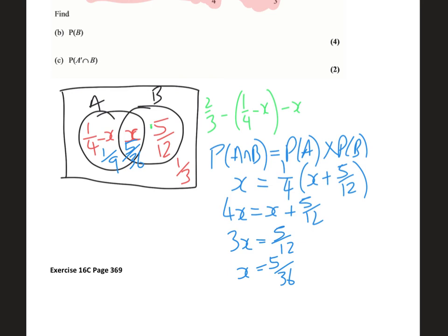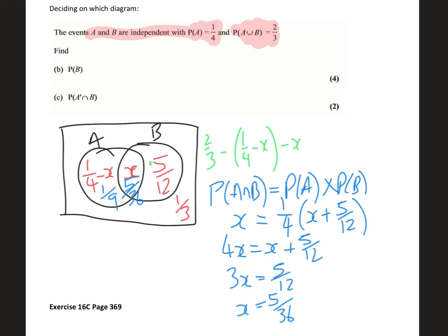Find the probability of B. Well, B is 5/36 add 5/12, which gives us 5/9. And find the probability of not A and B, which was 5/12, which is just the bit in the B circle that doesn't have A in it.